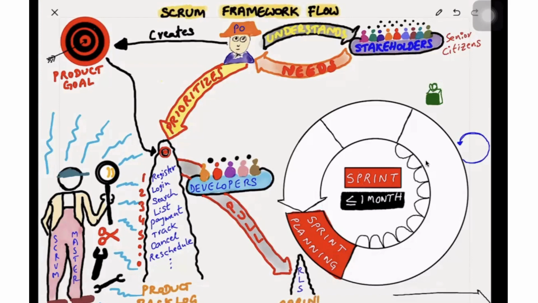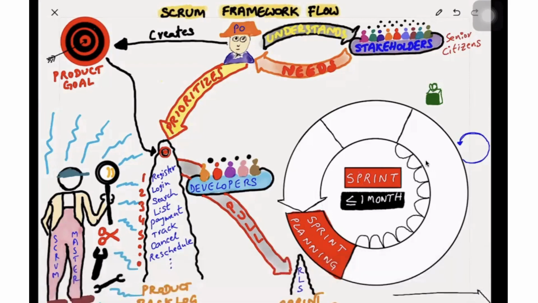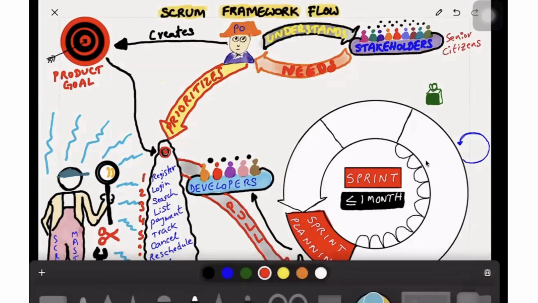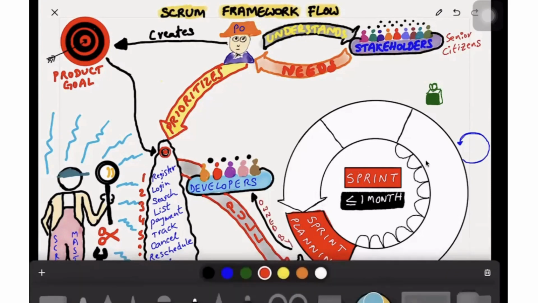That means the sprint backlog is a subset of the product backlog, which consists of the items that are selected for the current sprint to implement. So obviously, the sprint backlog is owned by developers. Sprint backlog is owned by developers, and the product backlog is owned by the product owner.